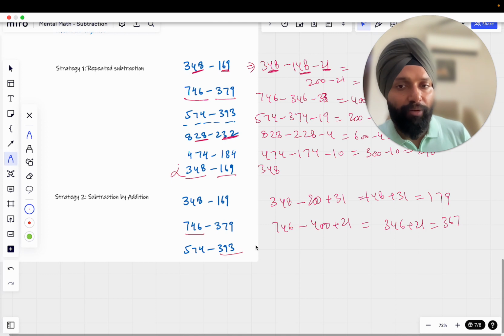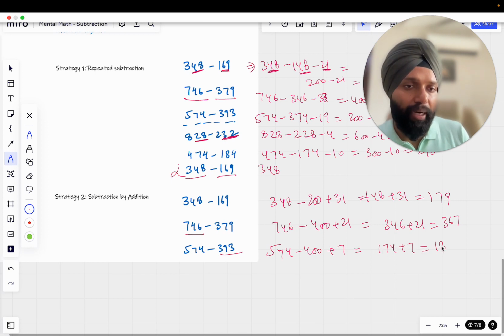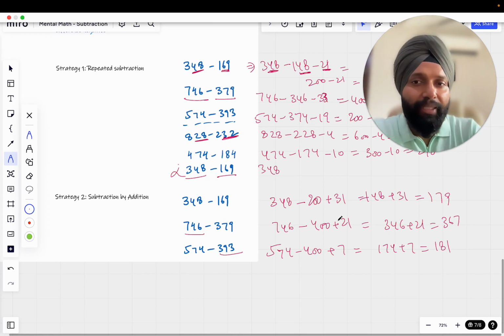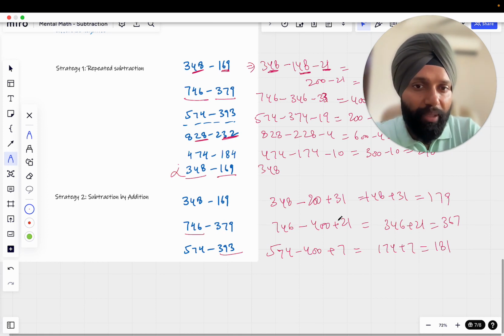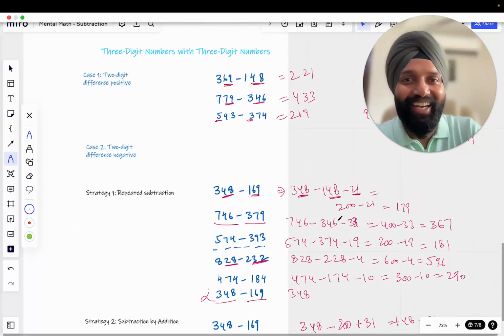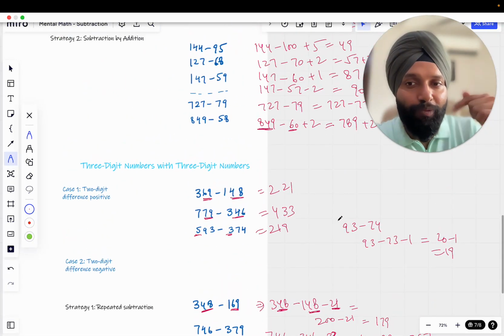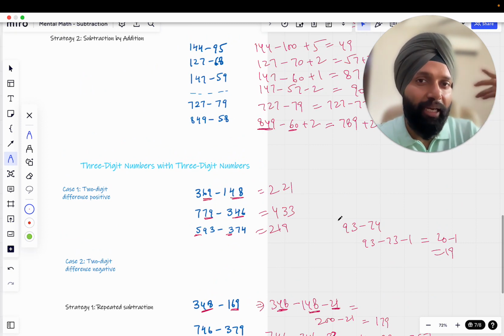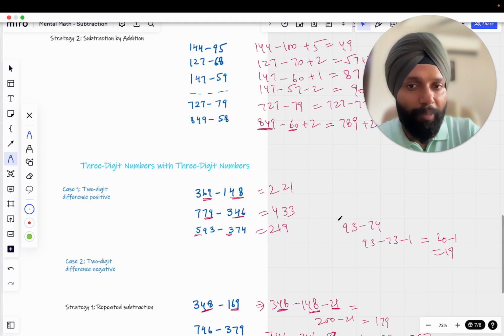So this is very close, so this is much easier. 574 minus 400 plus 7, so which is 174 plus 7, 181. Okay, so this is how you can do subtraction mentally. Of course, I was using pen and paper, but I would be doing this calculation in my mind. So when you structure the problem, then it becomes easier to handle. If you are doing that carry forward and all that, you can't do that in your mind.